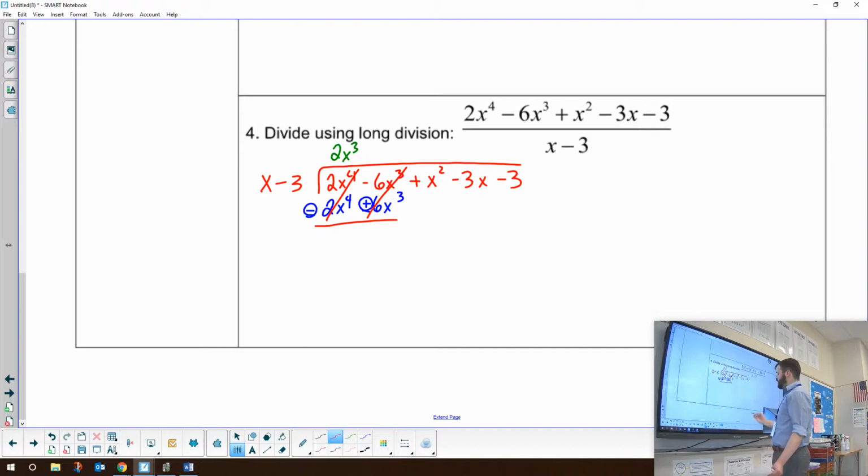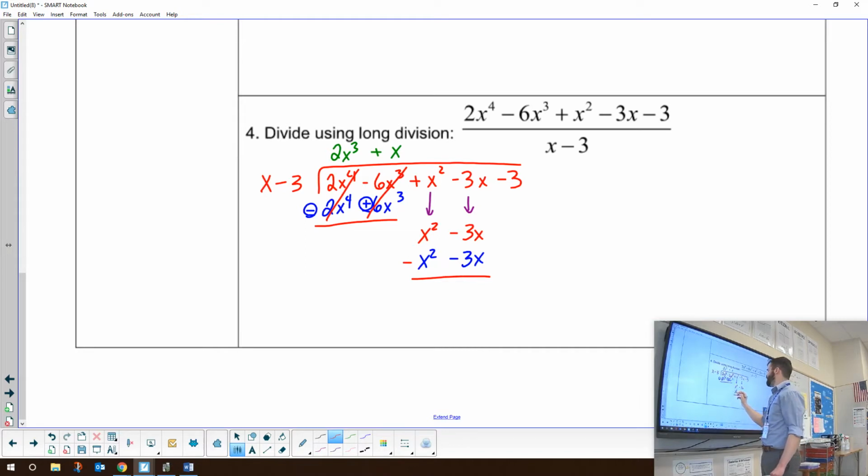Okay, well now I'm going to need to bring down two numbers. I'm going to need to bring down this x squared, and I'm going to need to bring down this minus 3x. Okay, now let's do this again. X times what equals x squared? X times x equals x squared. X times negative 3 is negative 3x. Draw the line, change the sign.